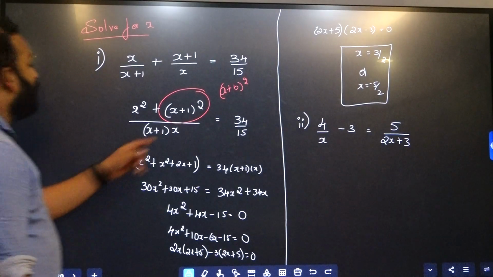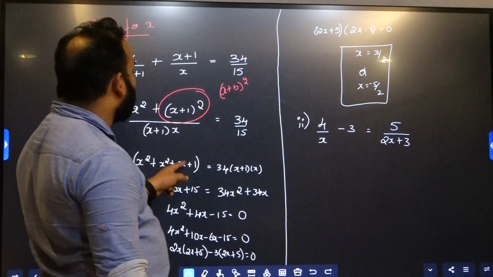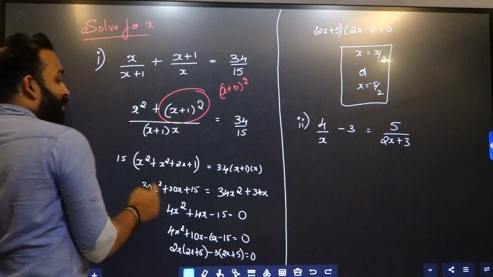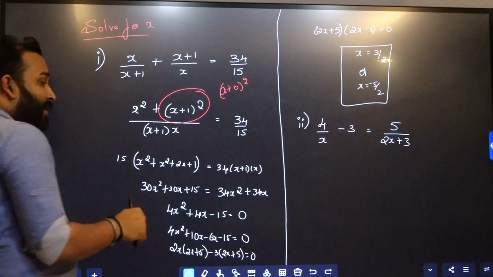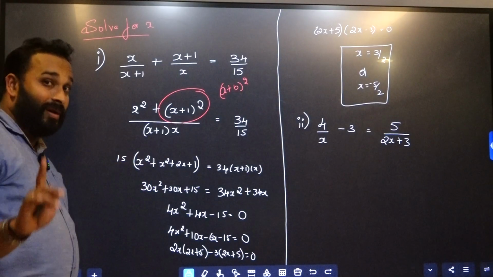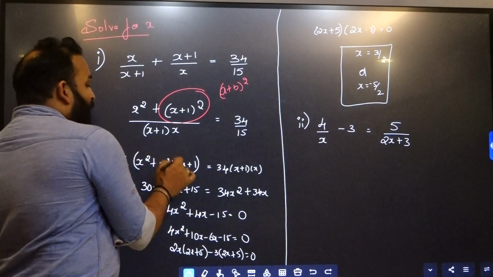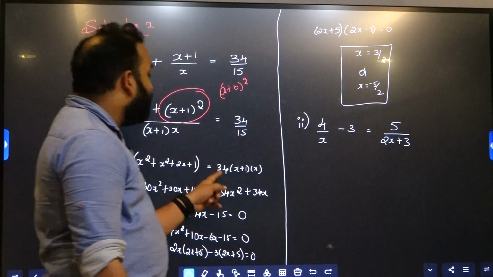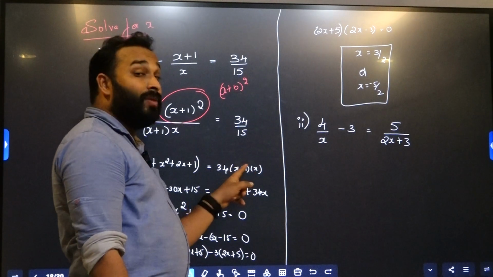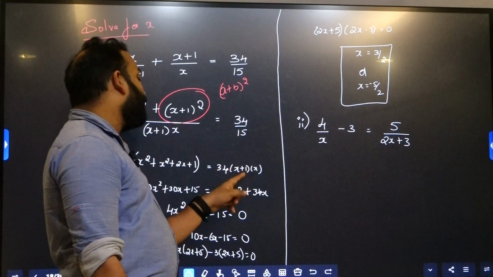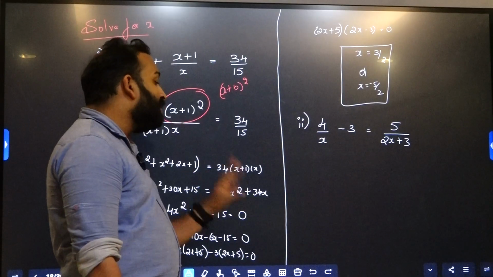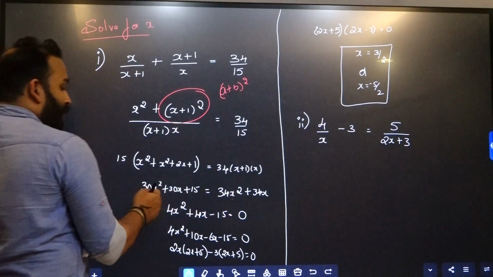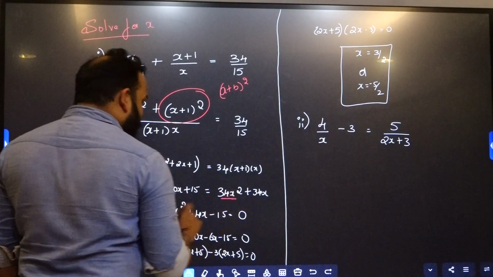And here, if you notice, 15 into x square plus 2x plus 1, because x square, here again x square plus 2x plus 1. So x square plus x square will become 2x square in the next step. When you multiply 15, it becomes 30x square. Remember that. And when you multiply 15 into 2x, it becomes 30x. 15 into 1 is 15. Here, 34 into x plus 1 into x is x square plus x, so 34 into x square plus x is 34x square plus 34x. Now we'll simplify. Take everything to the other side. 34x square minus 30x square, you get it as 4x square.